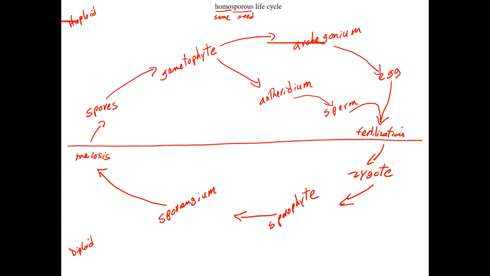And we'll see those terms, antheridium and archegonium, again and again. So that's the homosporous life cycle. Now there's one other type of life cycle we're going to see today, and that is the heterosporous life cycle.